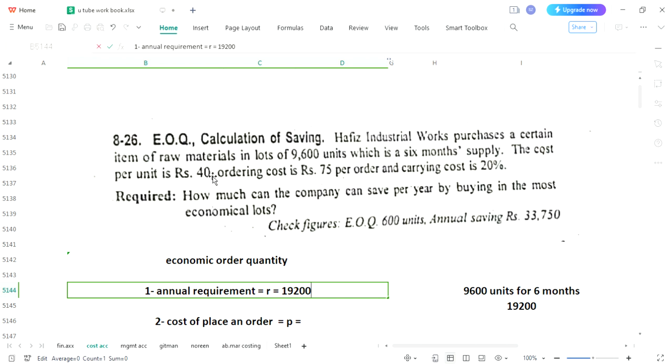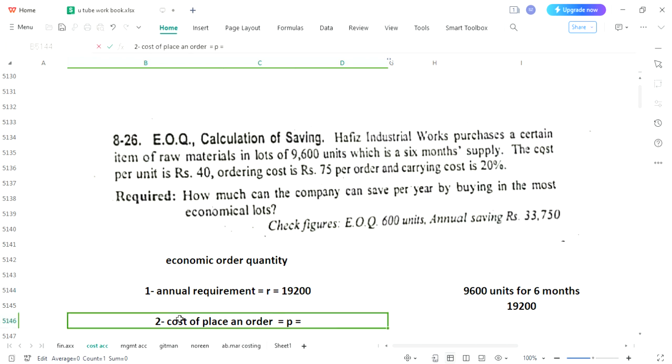Let's go forward. The cost per unit. This is unit cost, and that would be used in a different way. Ordering cost means cost to place an order. Please note it down. Ordering cost means cost to place an order, and it is 75. And here we need to mention that cost of placing an order and ordering cost are one and the same thing. So here you will write 75.